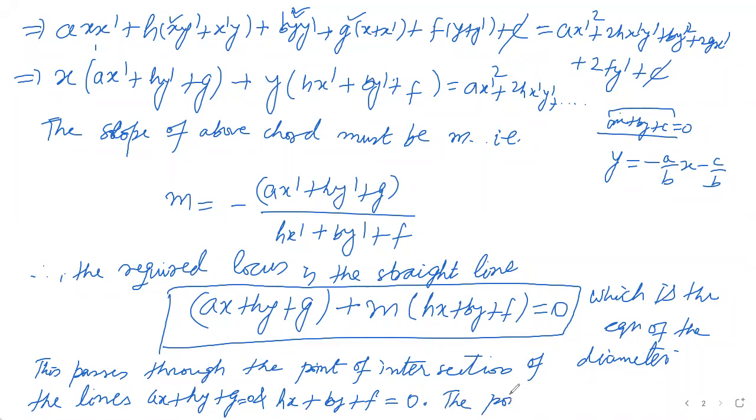The point of intersection is called the center of the conic. Okay. Center of the conic. So the diameter of a central conic passes through the center.